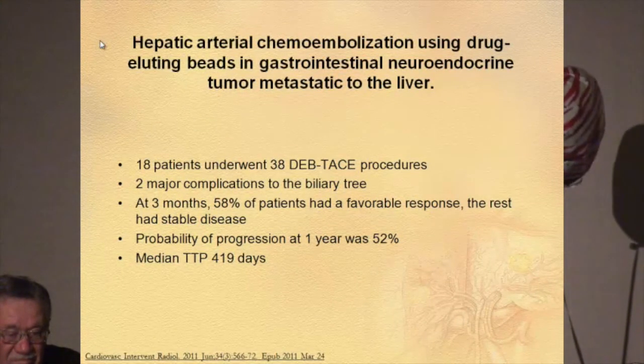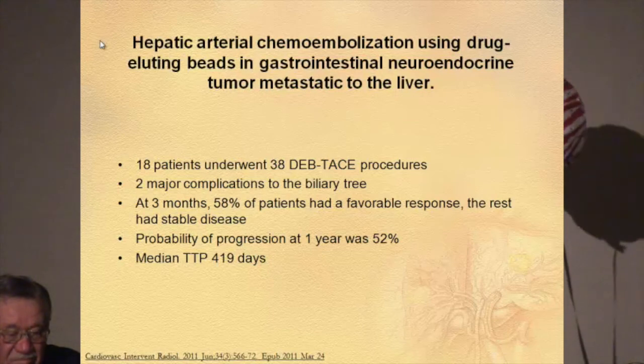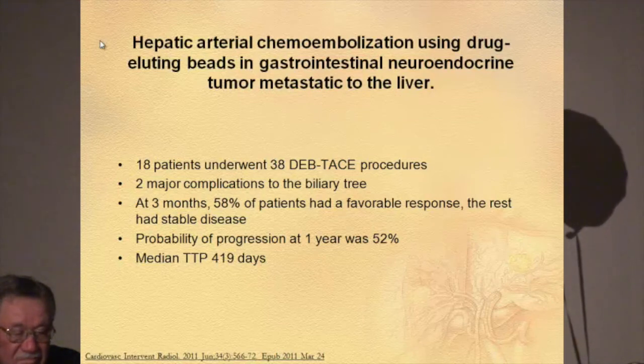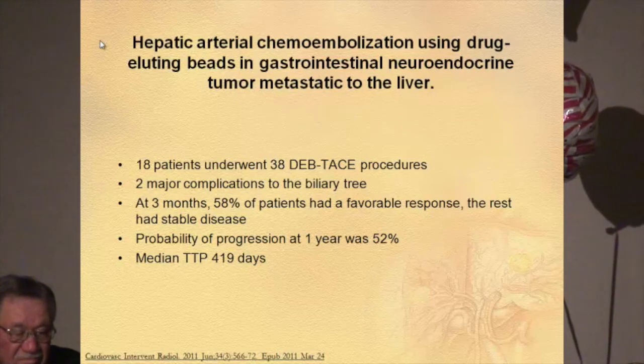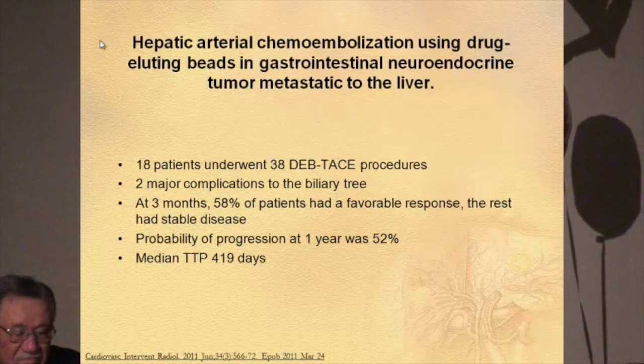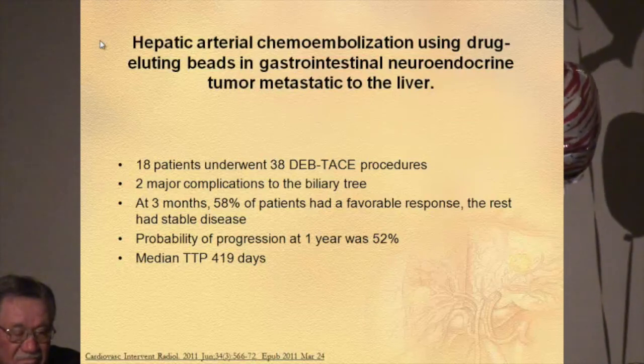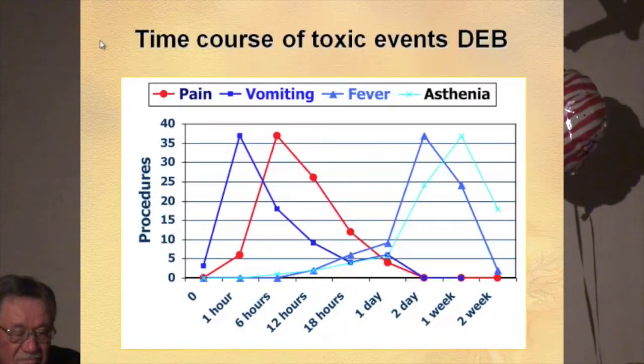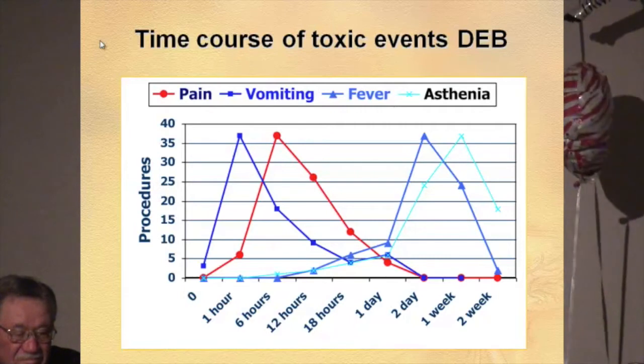There were 2 recent papers published looking at drug-eluting beads treating patients with neuroendocrine cancer. It looks like it works. Unfortunately, there were some biliary problems, some problems with the bile duct that were probably directly related to the drug-eluting beads. So we do not include drug-eluting beads in our typical regimen of regional therapy to the liver.